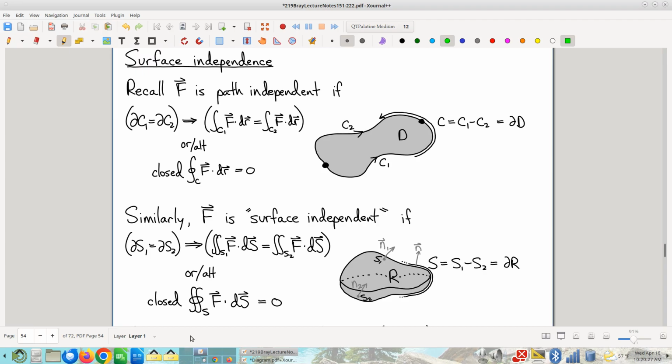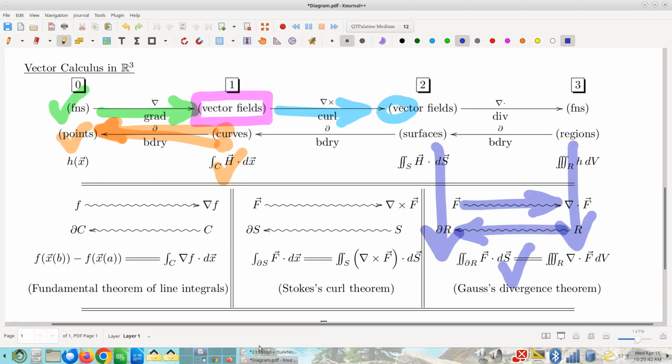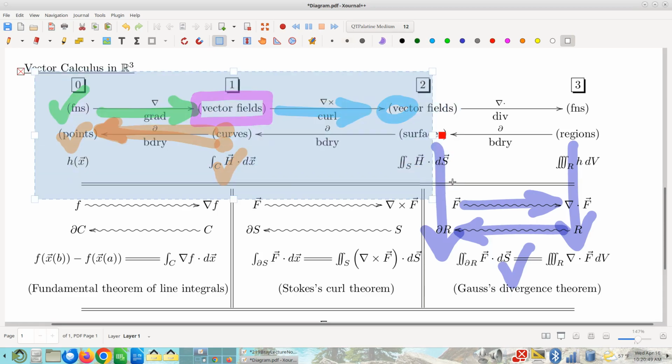translated it a little bit. And you'll notice, of course, that everything in surface independence is one dimension higher than its counterpart in path independence. And you can see that on the diagram, right? So we've talked about this diagram previously, and we've talked about this part of the diagram, this little pattern. We have these special path independent vector fields, special fields. And we can call them path independent, but we can also call them gradients. And we can also call them irrotational.